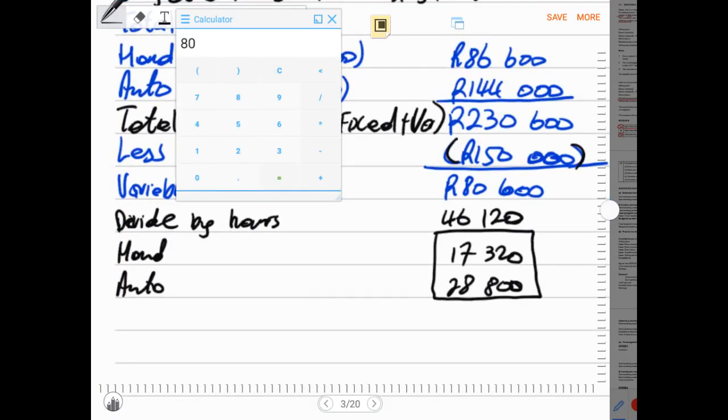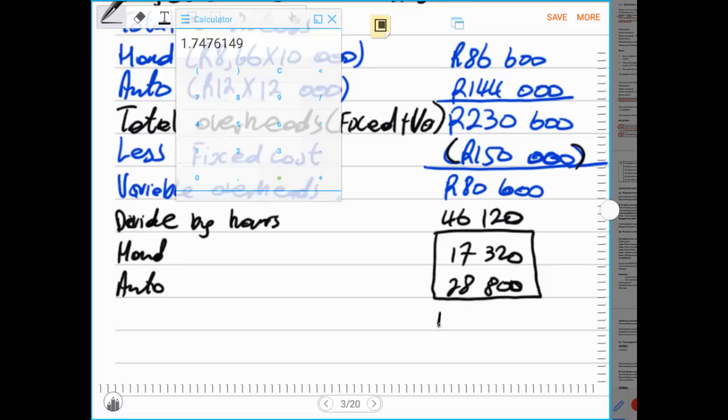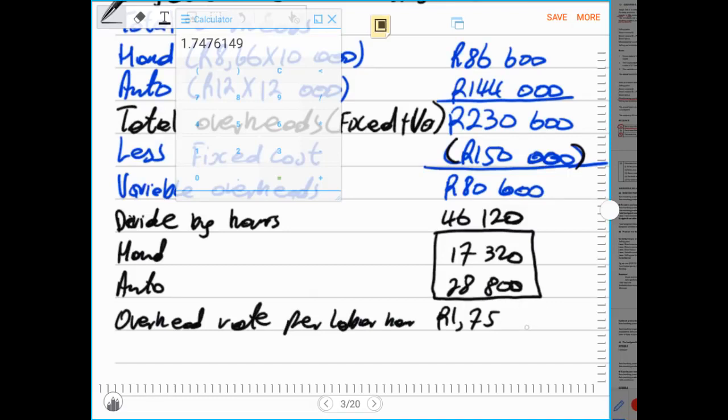So I have 80,600, which is variable overheads, divide by 46,120, and this gives me 1.75, which is the overhead rate per labor hour, or per hour. So that is 1.75 per hour.